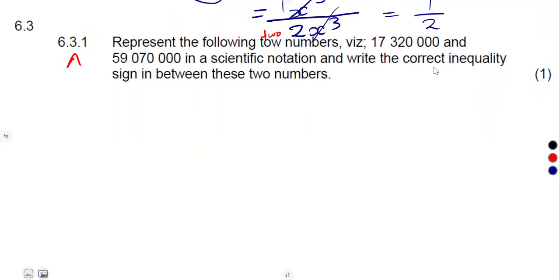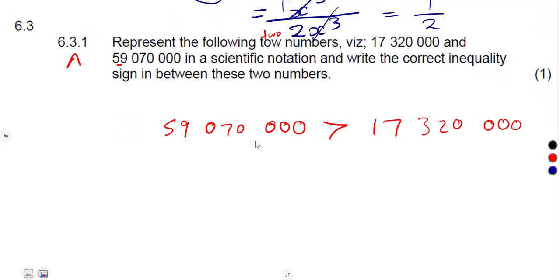6.31, we are given two numbers. Represent the following two numbers, this one and this one, in scientific notation, and write the correct inequality sign between these two numbers. Which one is bigger between these two? It's 59 million. 59 million is bigger than 17,320,000.